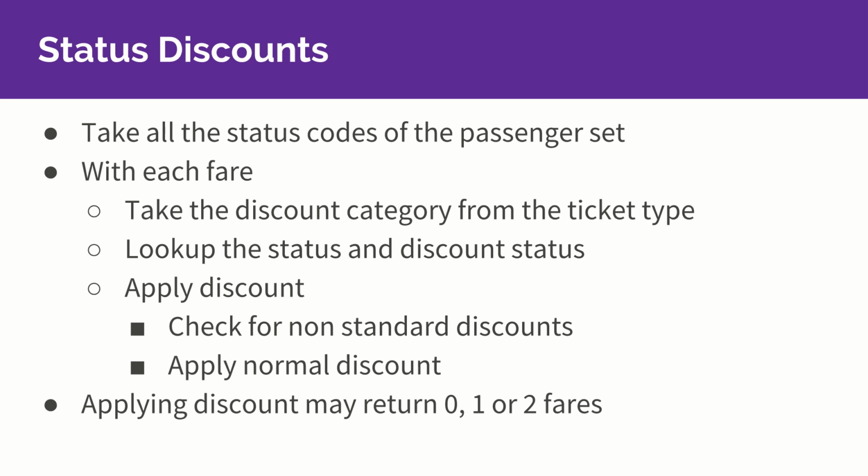Yeah, I think that covers everything. I'll just recap it because it's quite a lot of dense information, but essentially we work out all the statuses that are in the passenger set, we iterate through the fares, and then we try to apply the status to the fare, and that will mean either applying a non-standard discount or the standard sort of discount for statuses.